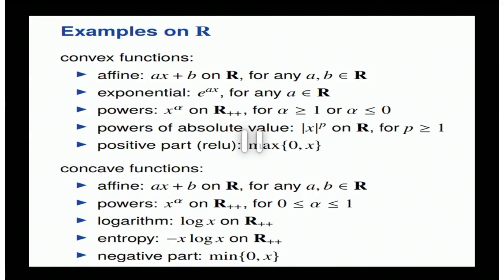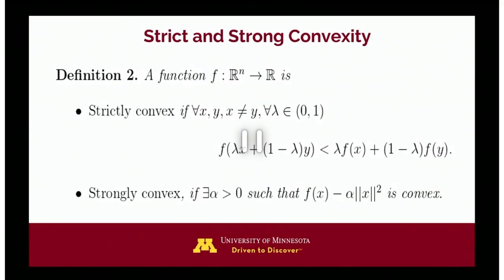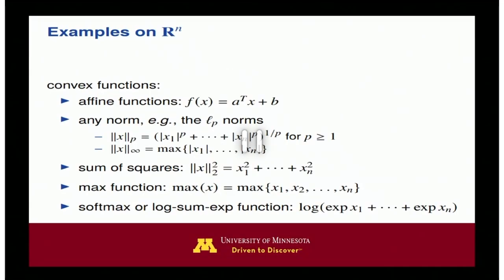But let me tell you this. If I change the sign back to greater than sign, then I'm talking about concave. Does that make sense? Okay. Now, these are other examples of convex affine functions. It's convex. Talk about the linear regression model.